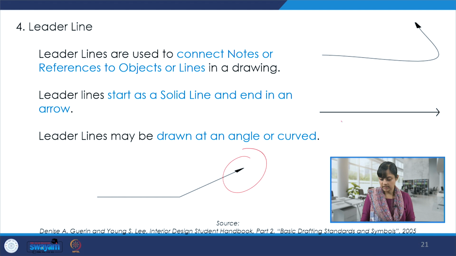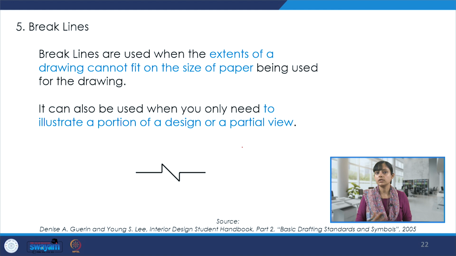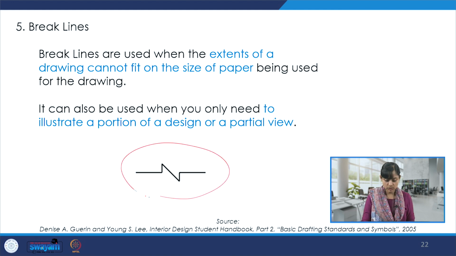Then there is a leader line that we see over here with an arrow, and these lines are used to connect notes or references to objects or lines in a drawing. And they start with a solid line and of course they end with an arrow. They could be straight or at an angle. Then there are break lines, because sometimes we are not able to contain or fit a drawing within a single piece of paper or on a single canvas. It may be quite elaborate, and we may be using these break points, and then later we can connect based on where the positioning of these break lines or break points are. We can then just connect them and have the entire piece of information woven together.